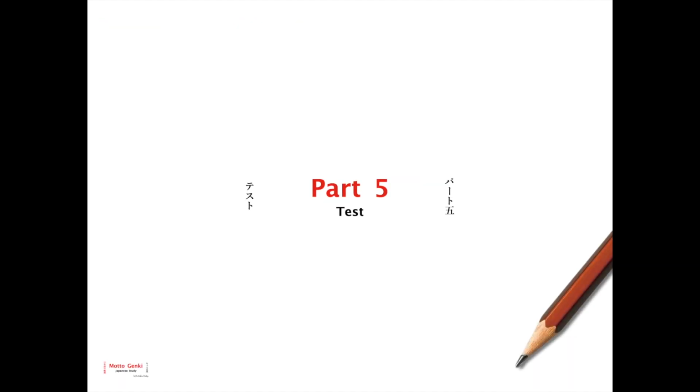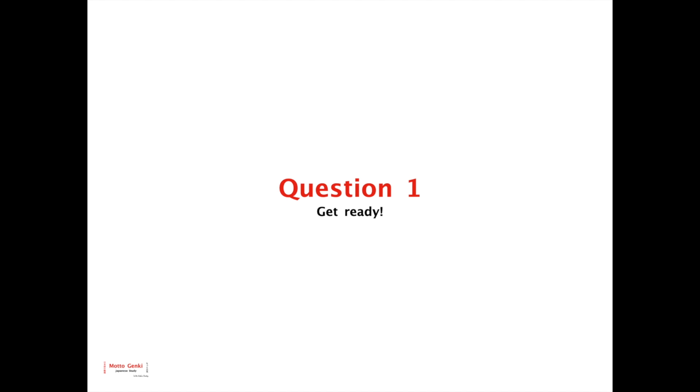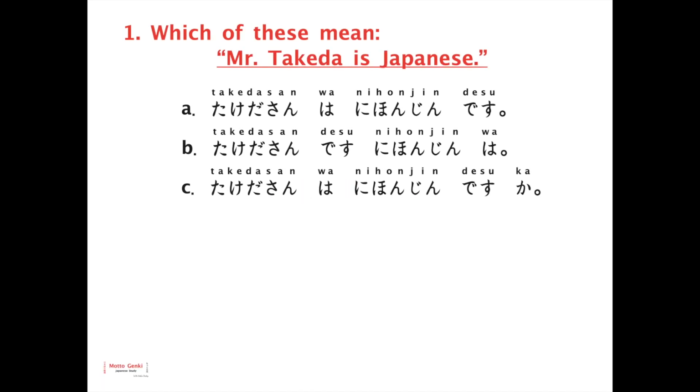Right, so we're going to move on to the test. If you feel that you need to go back through the lesson again, please rewind the video and go through again, and we'll begin. Right, question 1. Which of these means Mr. Takeda is Japanese? Is it A? Takeda-san wa Nihonjin desu. Is it B? Takeda-san desu Nihonjin wa? Or is it C? Takeda-san wa Nihonjin desu ka?